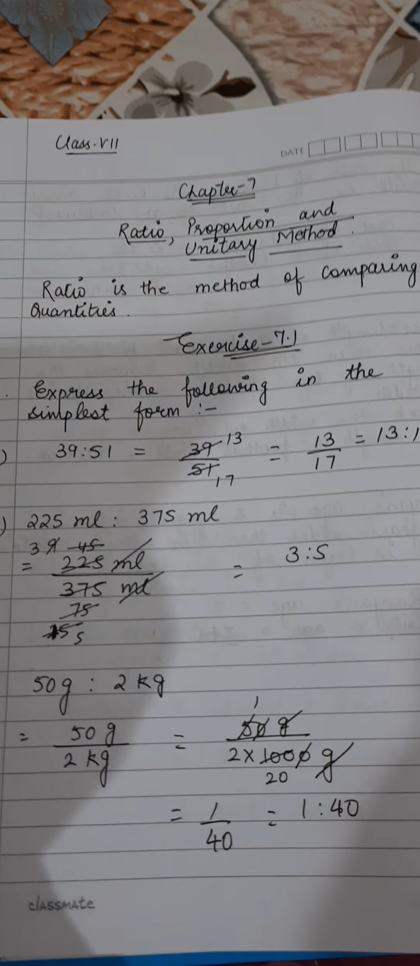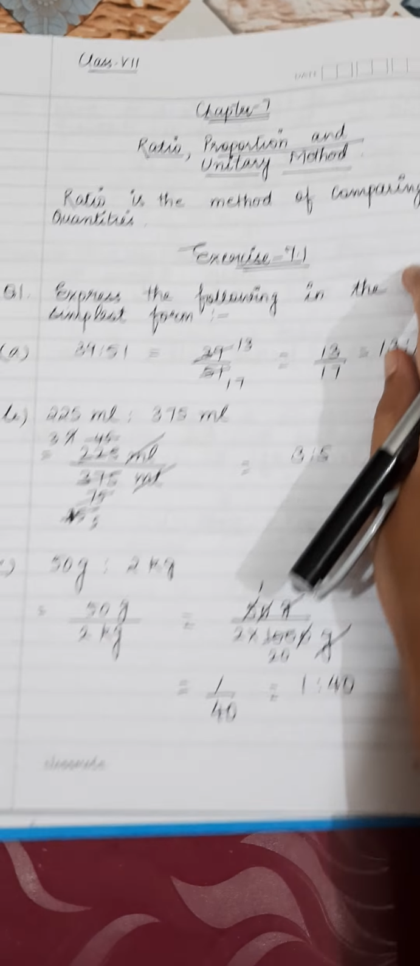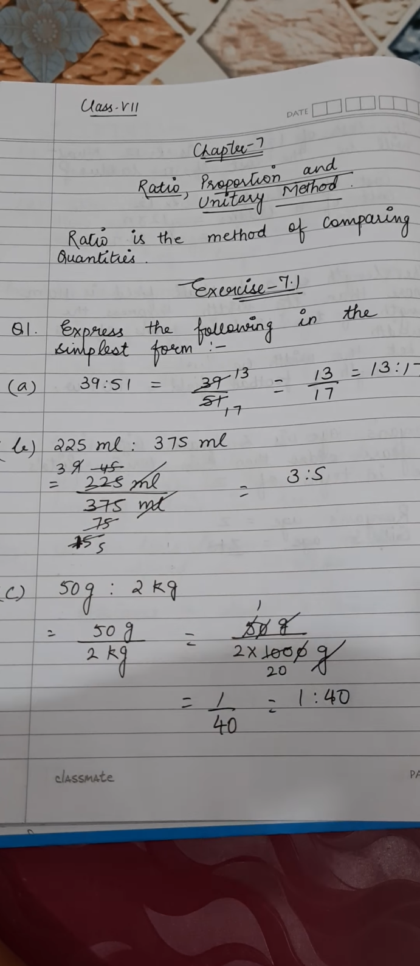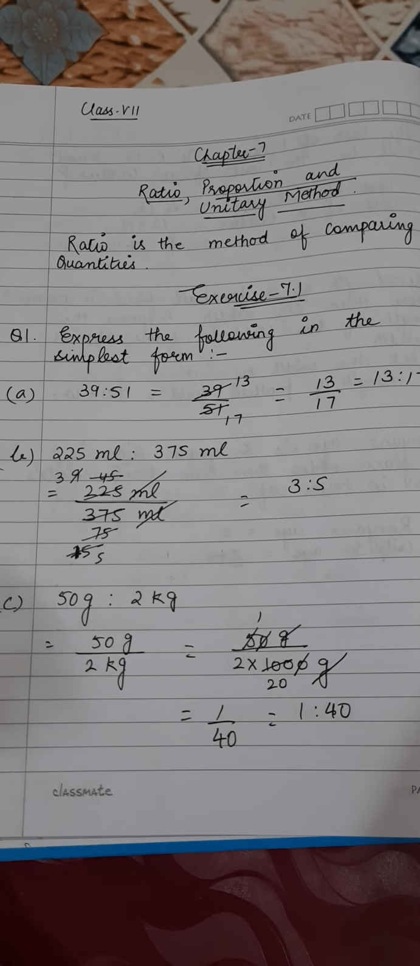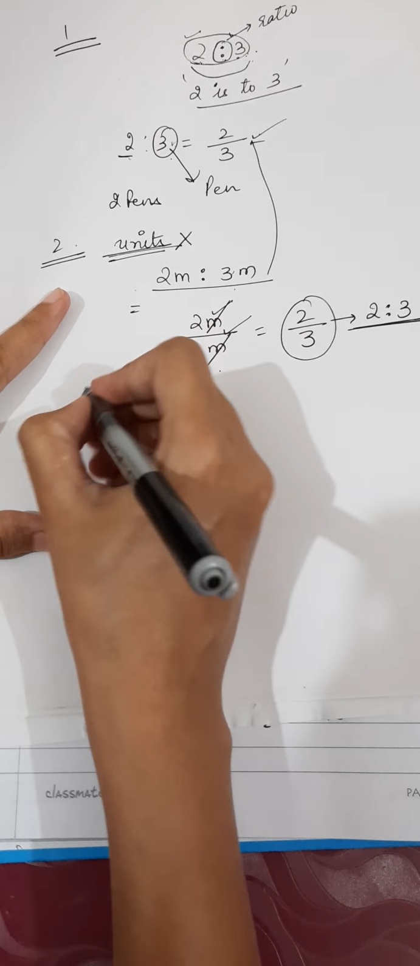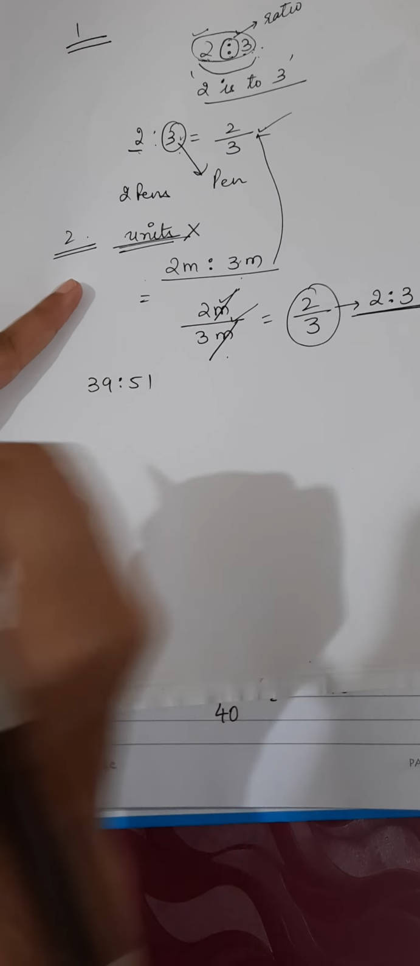Okay. Now let's move further with the questions. This was the basic introduction of the ratio. Now we are going to start with the questions. Exercise 7.1, first question: you have to express the following in the simplest form. Simplest form means you have to cancel this ratio down.